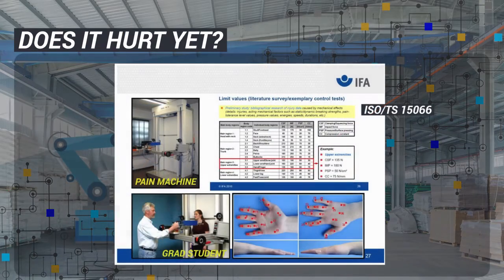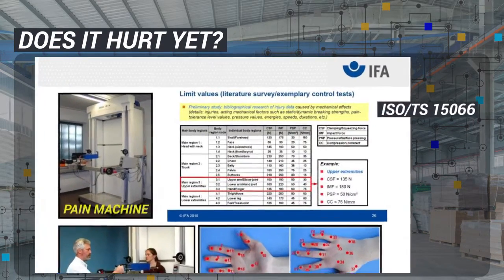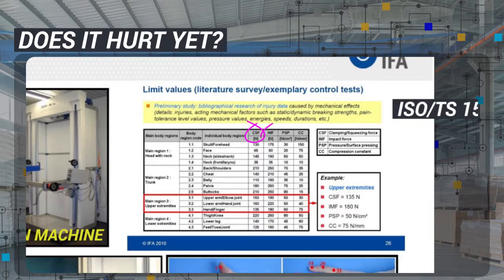Mainz developed several key measures. First, clamping force in newtons for static conditions. Secondly, impact force in newtons for dynamic collisions. Third, pressure in newtons per unit area. And fourth, compression constant in newtons per millimeter for the stiffness of different regions of the body. These measures can be used to determine the safety of collaborative robot applications.